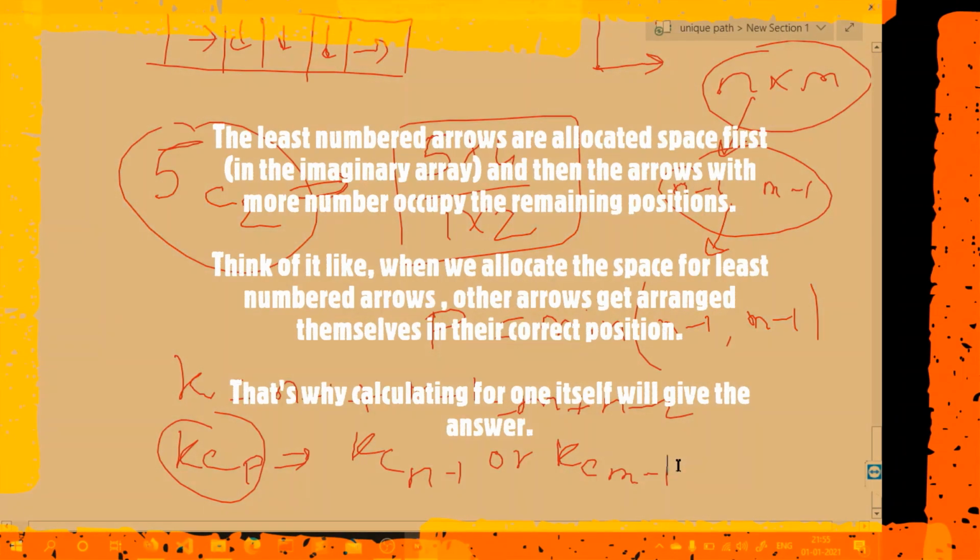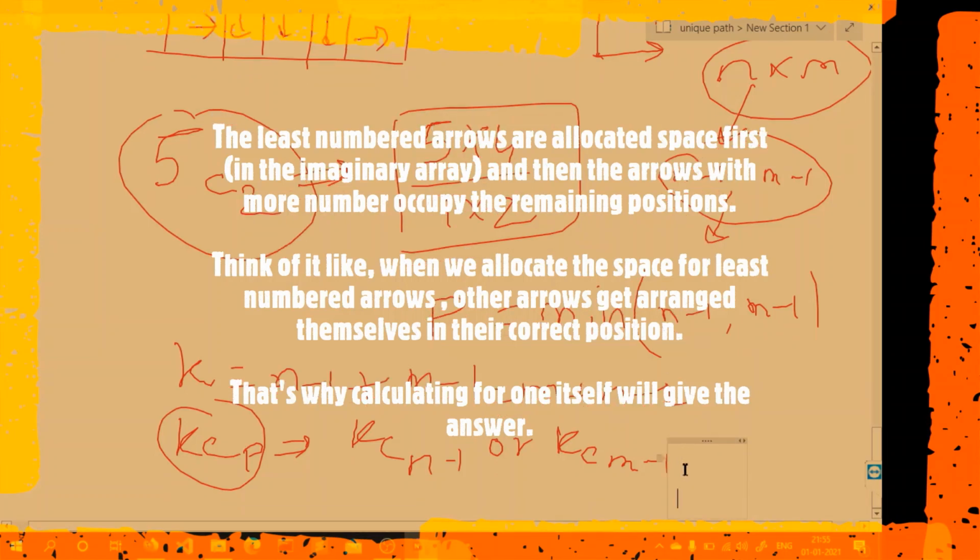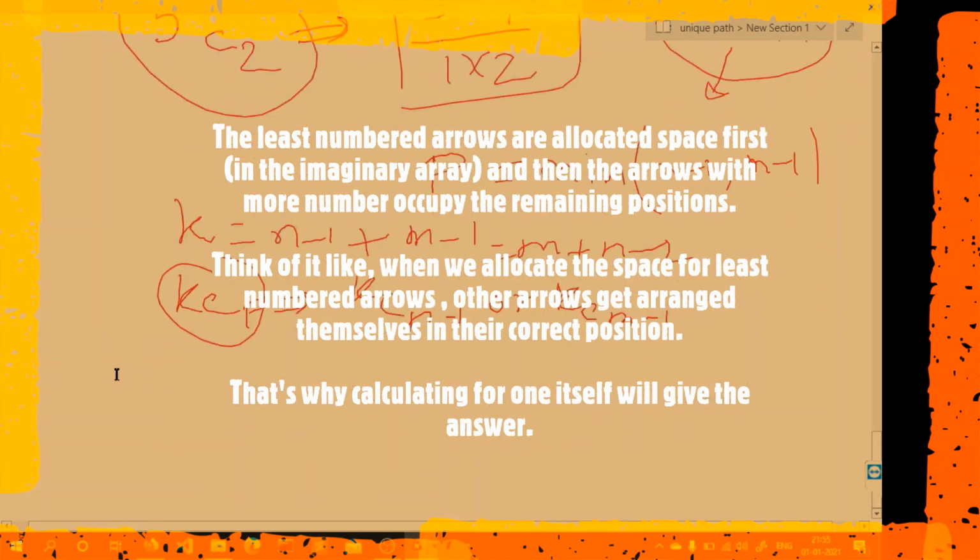So after this step, we just allocate the spaces to the least arrows, then the large number of arrows will take their positions, and then the result will be the total number of paths that we have. That's all. This is the method that we can use to easily find out the total number of steps.